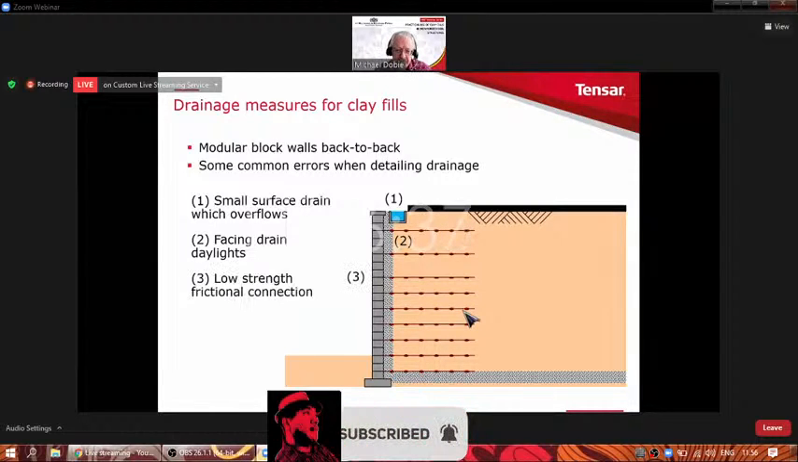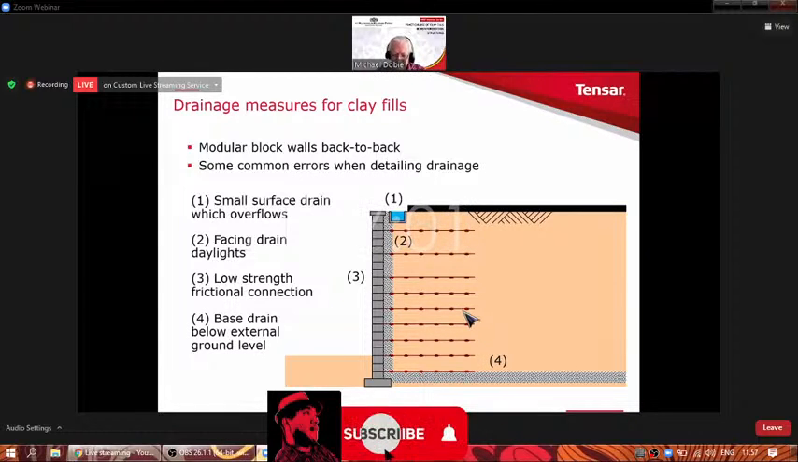Also, with modular block walls, one mistake that we sometimes see are low strength frictional connections, because if you're going to build up a little bit of pressure, swelling pressure in the clay, you need to be able to resist it by having adequate connections between the facing and the geogrid.